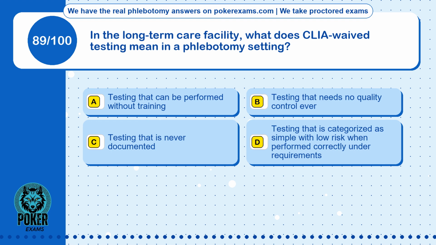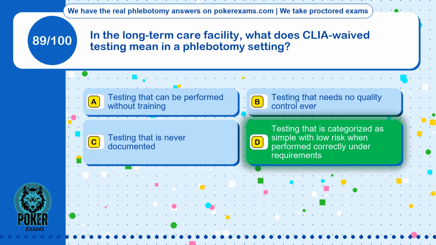Question 89. In the long-term care facility, what does CLIA waived testing mean in a phlebotomy setting? Option A, testing that can be performed without training. Option B, testing that needs no quality control ever. Option C, testing that is never documented. Option D, testing that is categorized as simple with low risk when performed correctly under requirements.